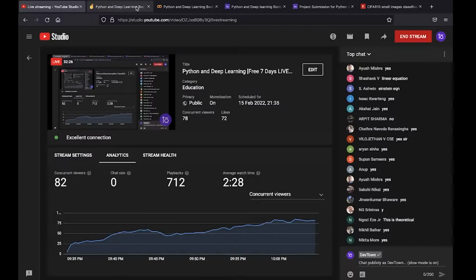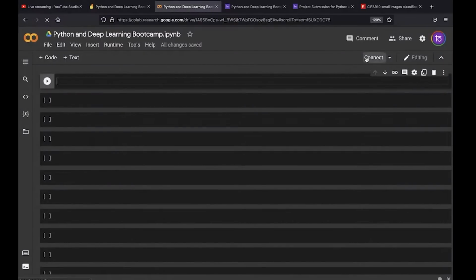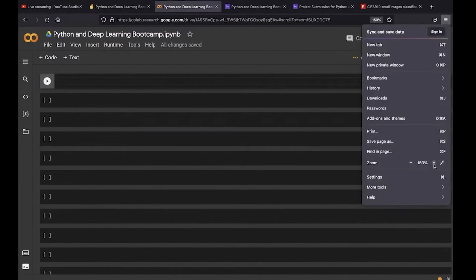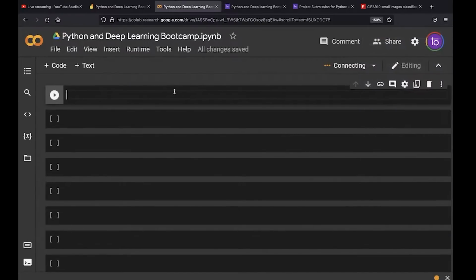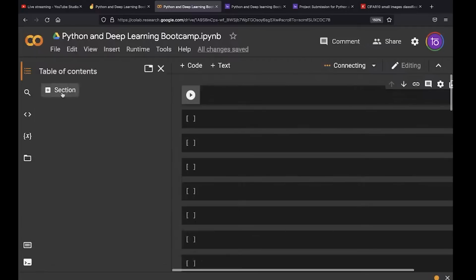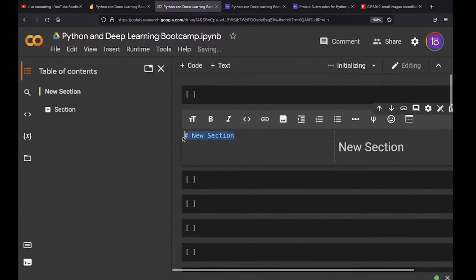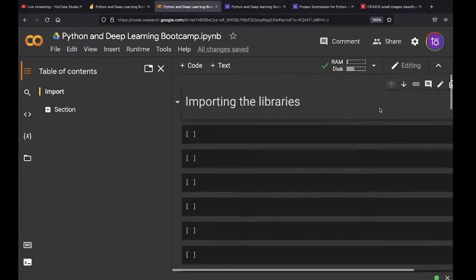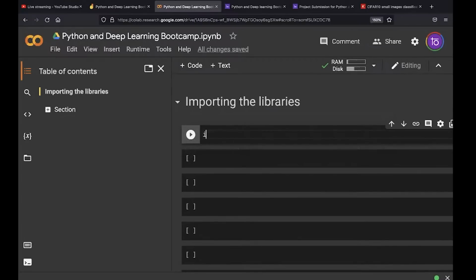So let's see how we can create a project out of it. Let me connect this and increase the size. I think it's visible, right? The first thing in a project you need to make sure is to import the respective libraries that you are going to choose. So we are going to create a section, importing the libraries. I'm going to use NumPy as np. This np is an alias, just a naming convention.